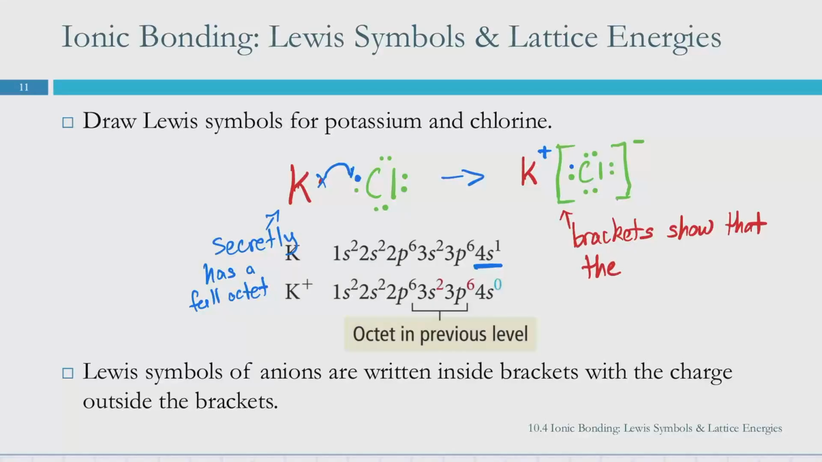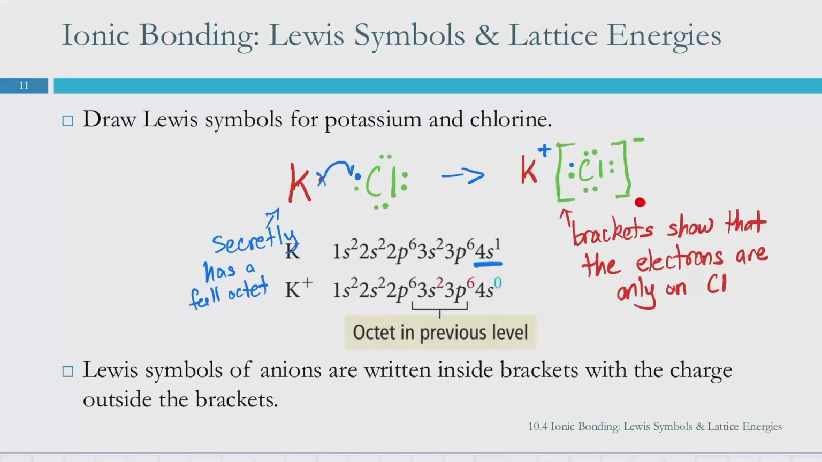So brackets show that the electrons are only on chlorine. Potassium is not sharing in any of those valence electrons. One of the ways we can do other bonds is by drawing 2 dots between 2 symbols, and that would mean that they're sharing those 2 electrons. So we have to draw the brackets to make it clear those only belong to the chlorine, the chloride ion that we have here.